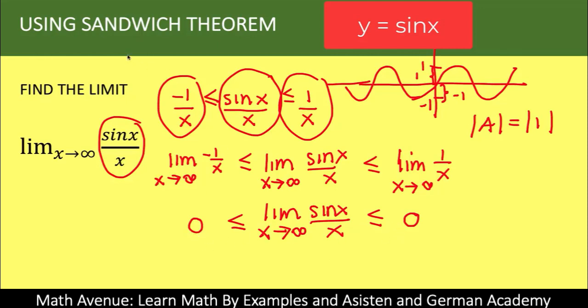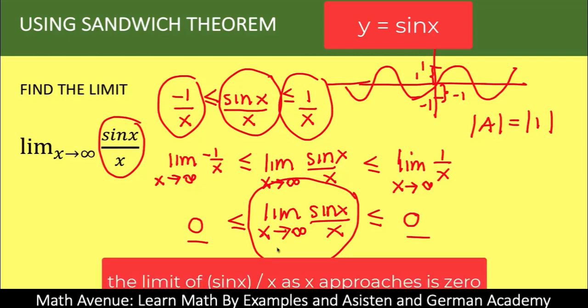From the sandwich or squeeze theorem, we can conclude that this middle expression must also be equal to 0, because the left side is 0 and the right side is 0, and these two values are squeezing this middle function. And so we conclude that the limit of sine of x over x is also 0. So the value of this limit is 0.